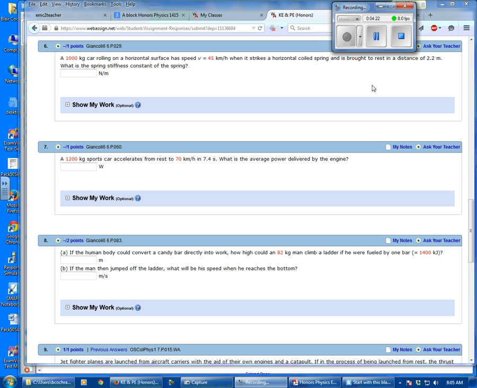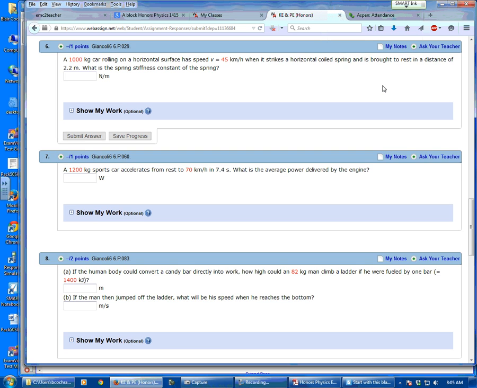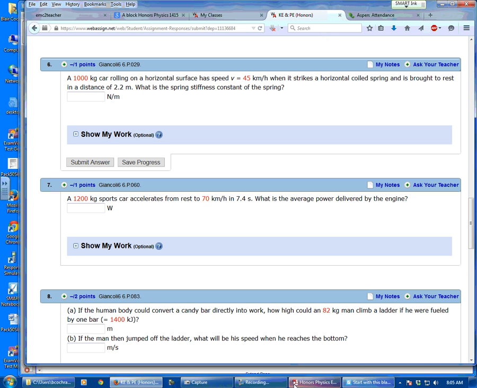All right, so we're going to go on to number 6 here. We have a 1,000-kilogram car rolling on a horizontal surface with this speed. Right away I'm thinking inertia and speed, kinetic energy. When it strikes a horizontal coiled spring, that spring's going to do work on it, and it's brought to rest in a distance of this. What is the spring constant of the spring?